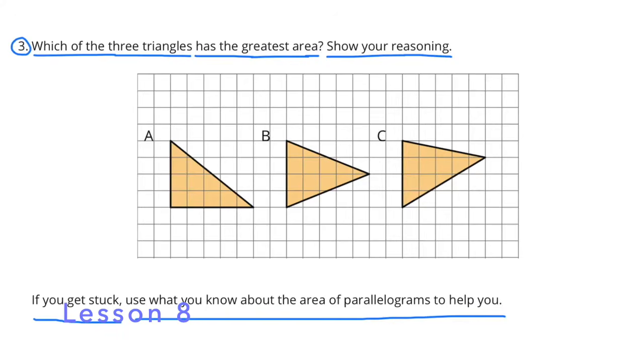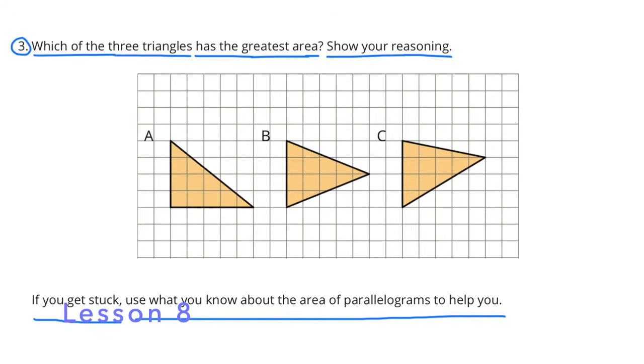Number 3. Which of the 3 triangles has the greatest area? Show your reasoning. If you get stuck, use what you know about the area of parallelograms to help you. I'm going to go ahead and use what I know about parallelograms to help me.